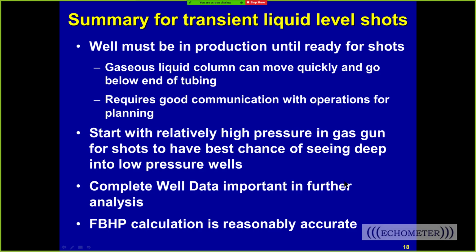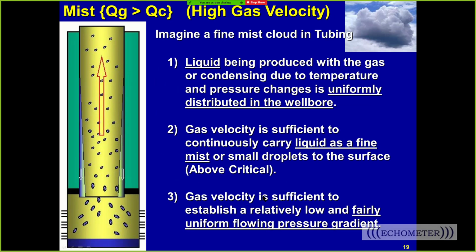You may need to look at the data in more detail. You look at your casing shot, look at your tubing shot, and make sure the flowing well pressure is reasonable. Why? Well, the pressure at the end of the tubing ought to be really close from the casing shot and the tubing shot. And so that's a good check that you can use.